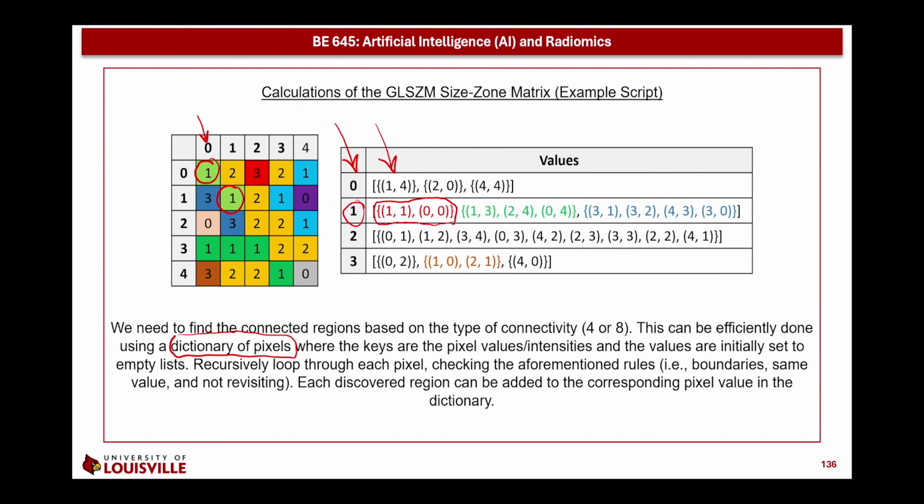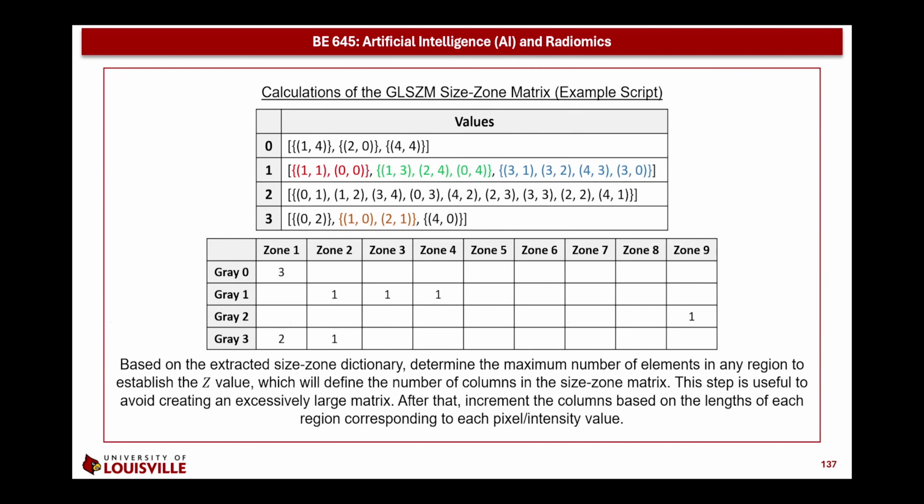And here 0 and 4 is connected to 1 and 3, which is connected to 2 and 4, which is another one here. And here 3 and 0 is connected to 3 and 1, 3 and 2, 4 and 3, which is also here. So we now have, for gray level one, 3 elements in the list. Each represents the coordinates of the connected pixels. By building that dictionary, we now can build the size zone matrix.